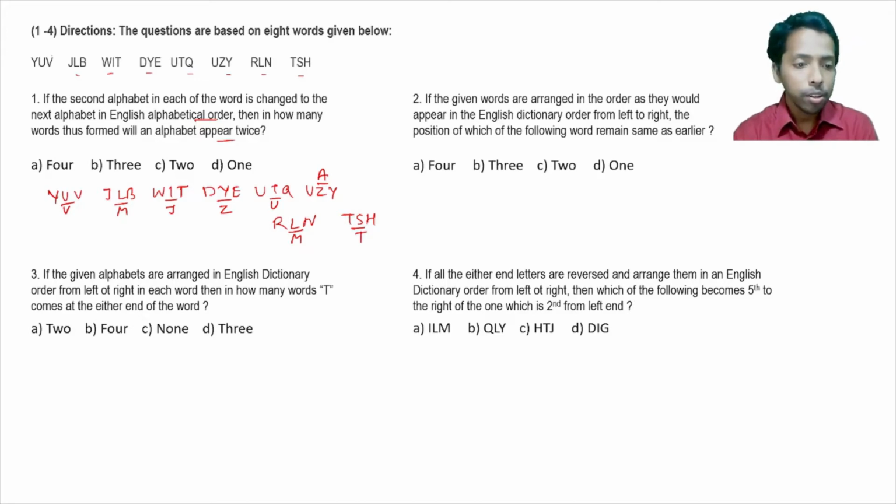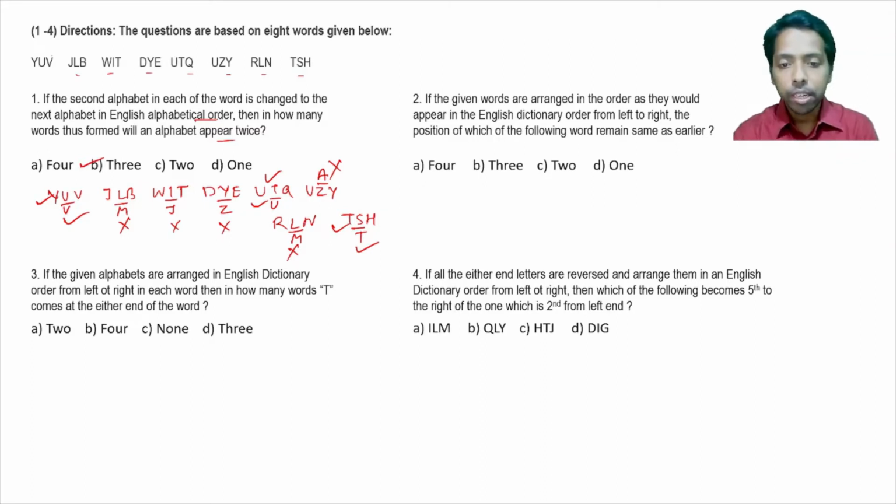That is it. Now we have to find out in how many words thus formed an alphabet appears twice. So here you can see Y, V, V. This one satisfies. J, M, B, no, this is not satisfying. W, J, T, no. D, Z, E, no. U, U, Q, yes, this is satisfying here. U, A, Y, no, this is not satisfying. R, M, no, this is also not. T, T, H, yes, this is satisfying. So Y, U, V, the first one, and U, T, Q and T, S, H. This is the base word given in the question. So our answer here is option B, 3 words.